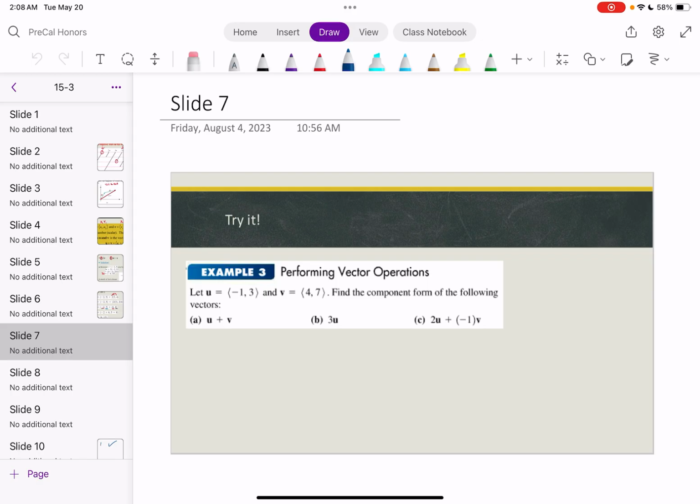So in slide 7, we have 3 problems. What I would suggest, go ahead, pause the video at this point, work on this slide, and we'll go over it in 1 minute.